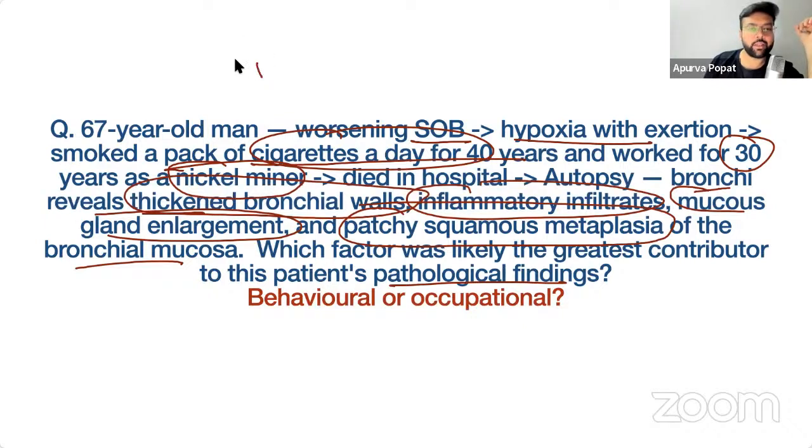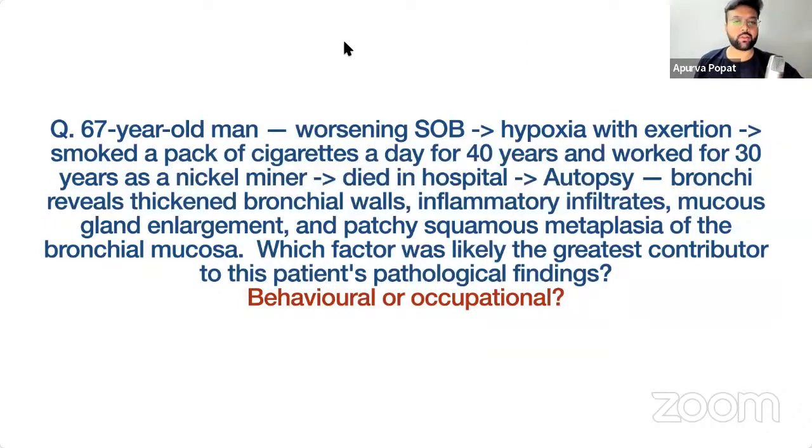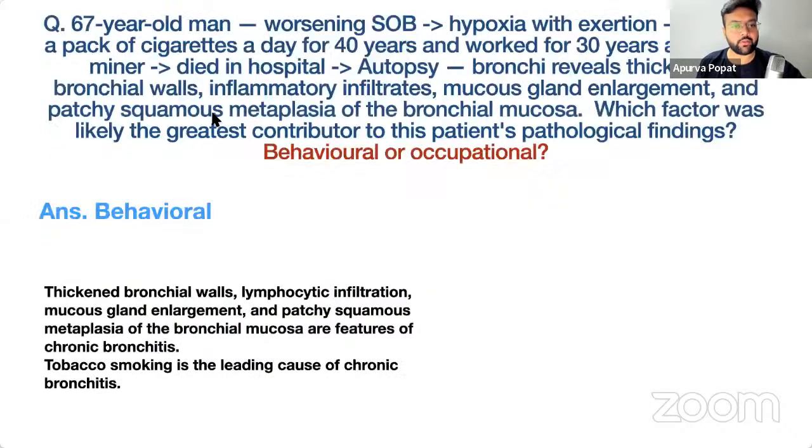Very good. Why do you think this is not occupational? Okay, what's your diagnosis? Chronic bronchitis. Very good. This is chronic bronchitis because of smoking. Smoking has caused squamous metaplasia, and as a result of that, you have this.